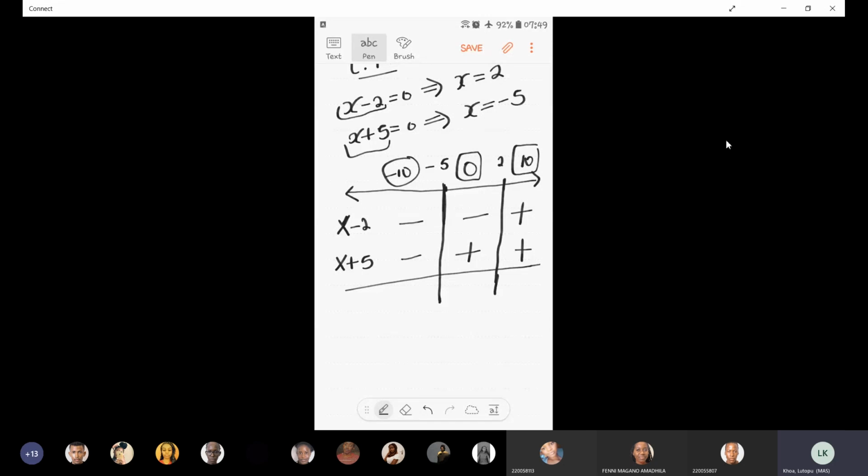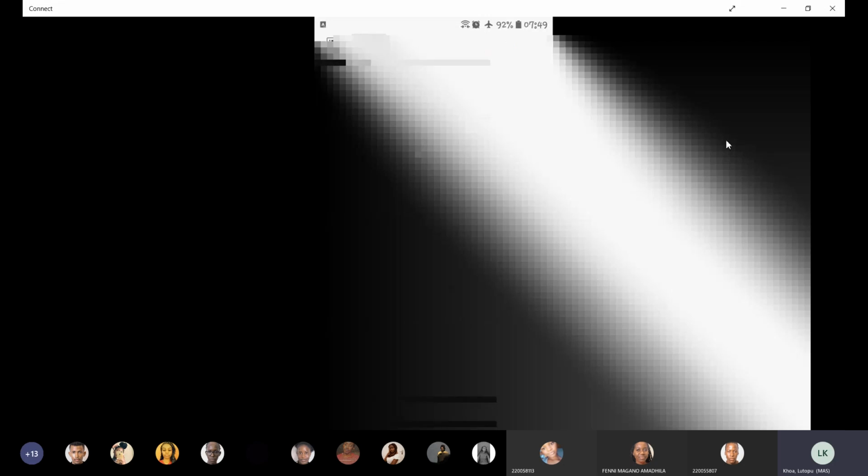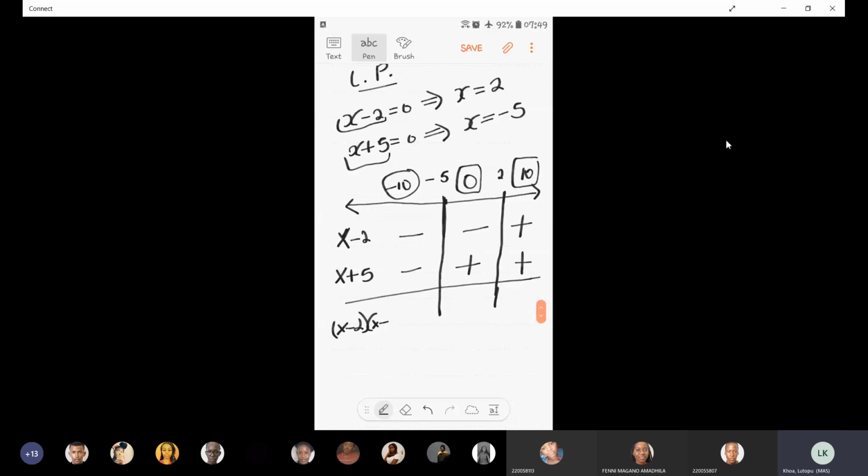Okay, then in the last row, I write the product of the 2 factors. So I have x minus 2, x plus 5, and then I multiply, because this is the sign of the first factor, that is the sign of the second factor. In the last row, they are multiplying, so I also need to multiply their signs. So negative times negative, this gives me a positive. Negative times positive, this gives me a negative. And positive times positive, this gives me a positive.